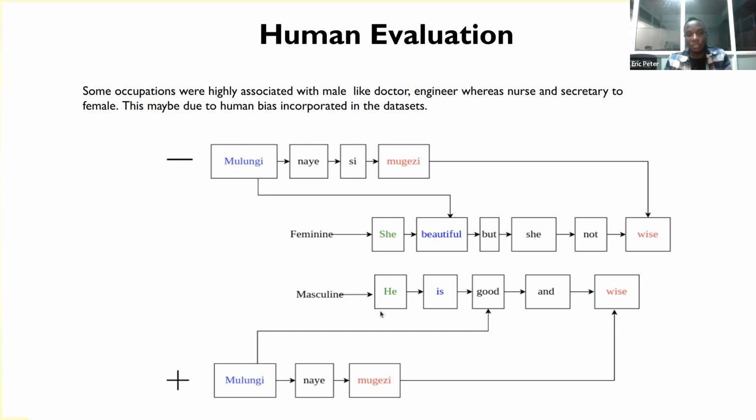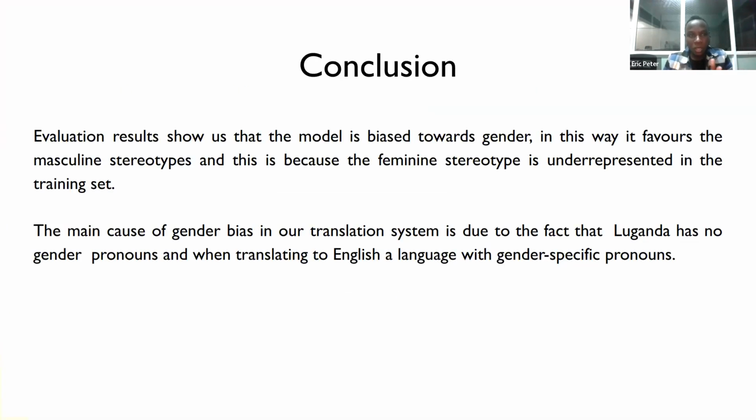Yes, thanks. So the word in blue can mean good or bad. So the models were associating wisdom, but not wise, to the feminine, and then wisdom with good to the masculine stereotype. All in all, we realized that the results showed us that the models were biased towards gender in a way that favors the masculine stereotype, because the feminine stereotype is underrepresented in the training sets, and the main cause of bias is always that the source has no gender pronouns.